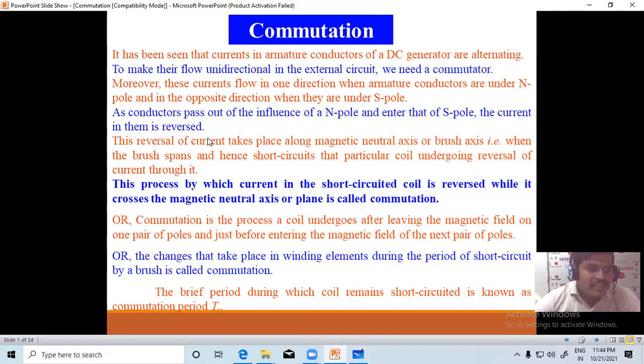Again, there are some definitions. See, as a conductor passes out of the influence of the N pole and enters the S pole, the current in it is reversed. The conductor will be passing from one pole to another pole, that means the coil is passing from one pole to another pole, and there is a reversal of current. So see here, the influence of the N pole, suppose any one conductor we have taken for our understanding, when this conductor passes from one pole to another pole, at that situation there is a reversal of current.